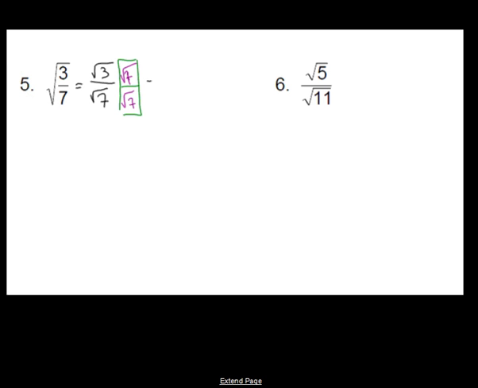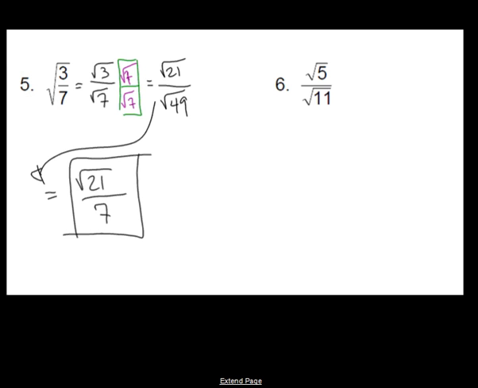So when I do my multiplication, I now have the square root of 21 over the square root of 49. Square root of 21, I can't simplify or do anything to it. He's just going to stay up top. Square root of 49, that is 7. Stick a fork in that bad boy. He is now done.